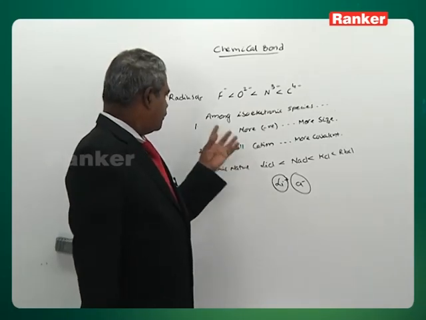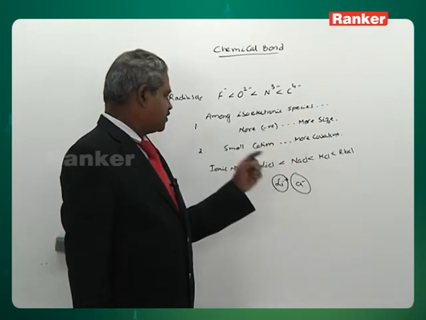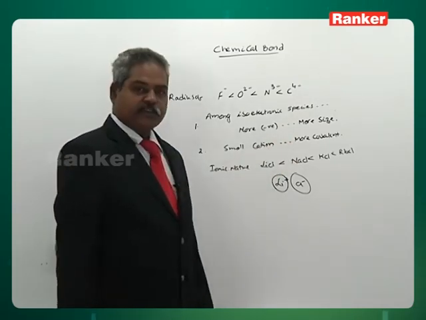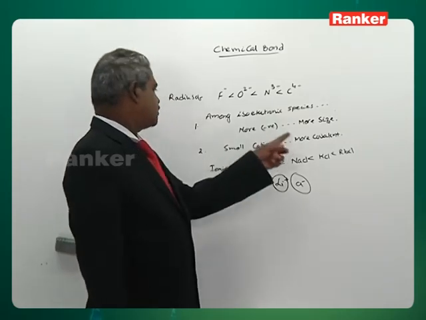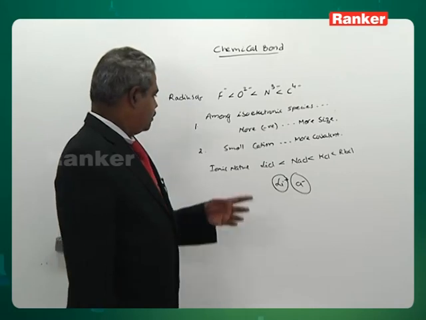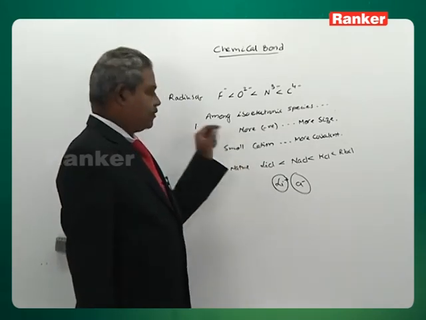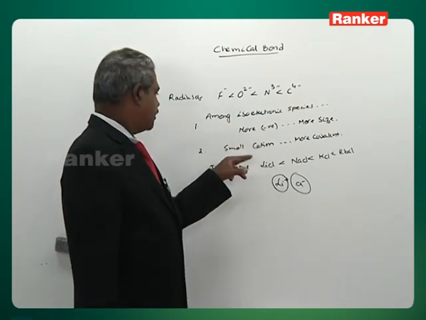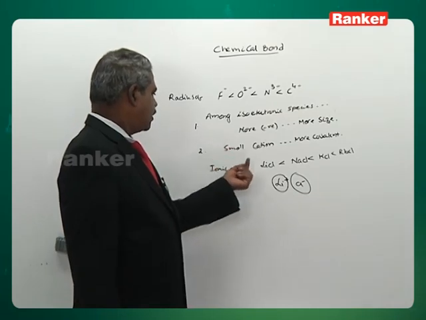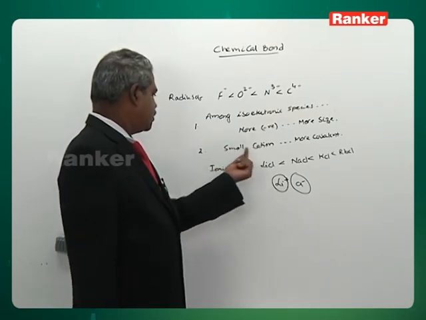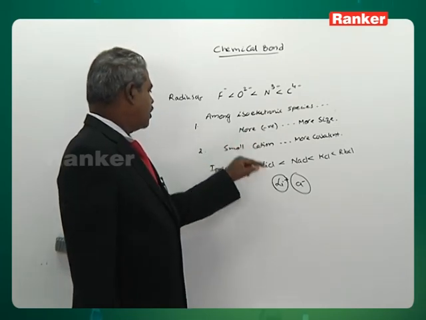So, among isoelectronic species, more negative, more size; more positive, less size; and small cation, more covalent. Opposites once again are opposite. How? What is the opposite of small cation? Small cation, small anion. The opposite is large anion? No, the opposite is not small anion. Don't change both. Either change small or change cation. Take the opposite of this or the opposite of that. Small cation, large cation. Small anion, large anion.